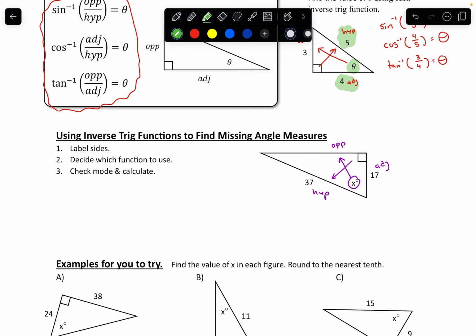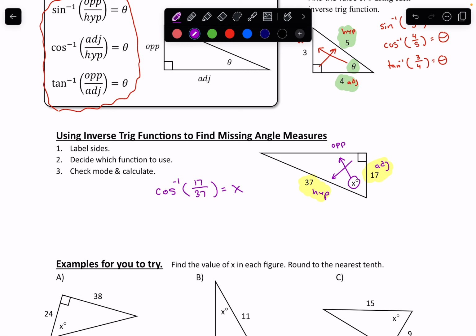So this problem gives me my hypotenuse and my adjacent. If I wanted to do Pythagorean theorem, I could figure out the opposite side, but I don't need to because I have a trig ratio that uses hypotenuse and adjacent. That's the cosine ratio. But I'm looking for the angle. So instead of using regular cosine, I'm going to use cosine inverse. I'm going to put 17 on top and 37 on the bottom. And when I put that in my calculator, it is going to give me x. It's going to give me that unknown angle.